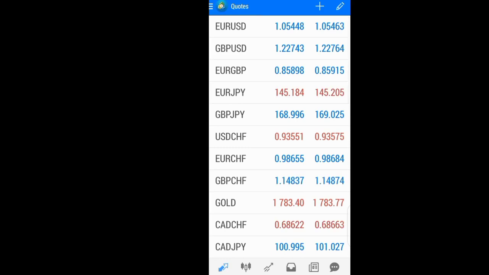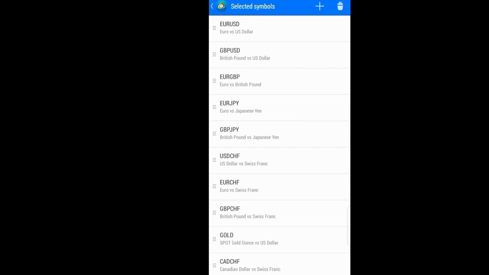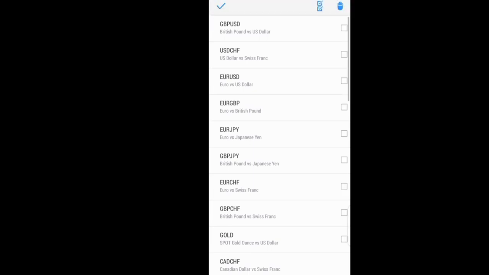And if you want to remove any currency from your quotes, you use this edit button, this pencil button. In this button, you can rearrange them in the order you want. Maybe I want GBP USD to be up, I can just hold it and bring it up. If I want USD CHF to be up, I bring it up. So I can rearrange from here. Also, if I want to delete any, I can delete from here. Then select the ones I want to delete and click on delete, then they are deleted. But I don't want to delete any, so I go back.